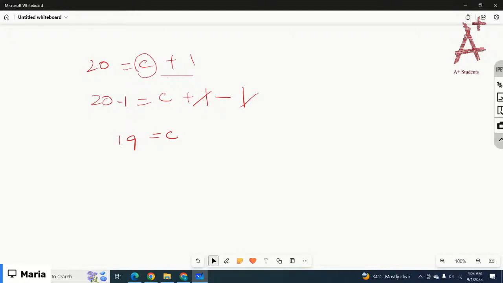Equation means you have to keep both sides balanced, right? So whatever operation you are performing on the right hand side, you have to perform it also on the left hand side, right?